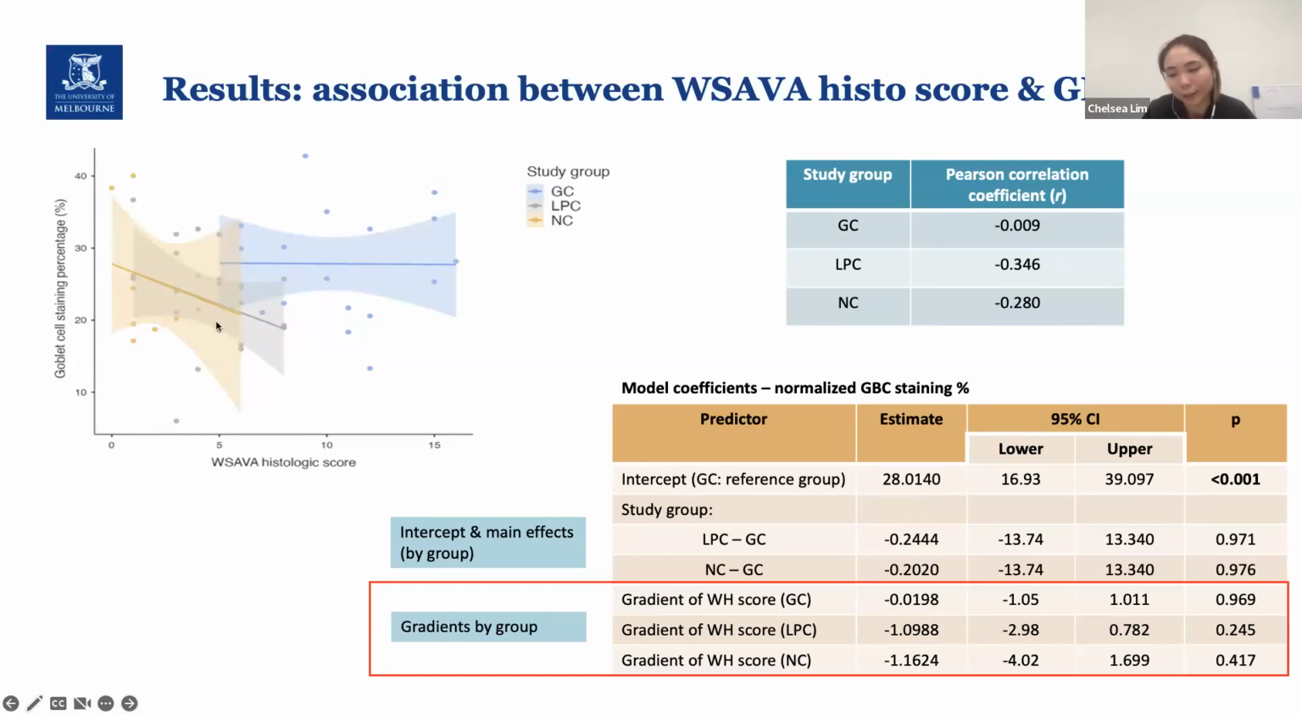In comparison, a lack of correlation was noted in GC dogs, as supported by the flat blue line here, and minimal changes, about a 0.02% decrease in goblet cell expression for each unit increase in Wasaba histologic score. In summary, although GC dogs had the most abundant goblet cell populations amongst the 3 study groups, minimal quantitative changes in goblet cells occur in the face of colonic inflammation. In contrast, moderate goblet cell depletion was observed in LPC dogs with increasing colonic inflammation, which likely reflects goblet cell injury and apoptosis due to excessive workload.